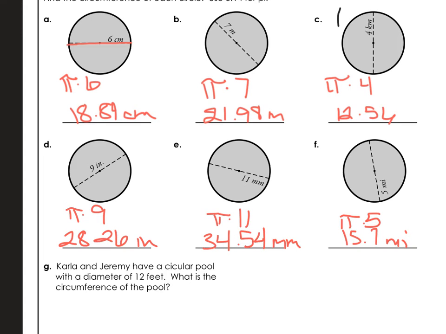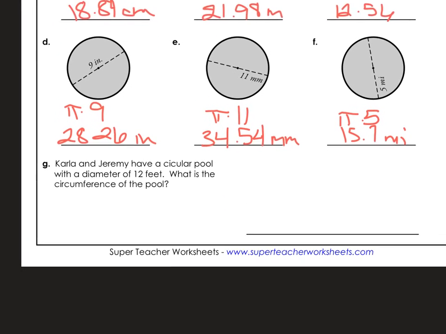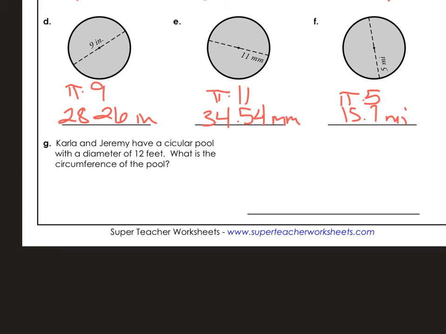And letter G. Carla and Jeremy have a circular pool where the diameter is 12. What is the circumference? Well, we just use the formula we've been using, pi times diameter. My diameter here is 12, so just go pi times 12. So I go 3.14 times 12, and I get 37.68 feet. And that's pretty much the big idea for today.